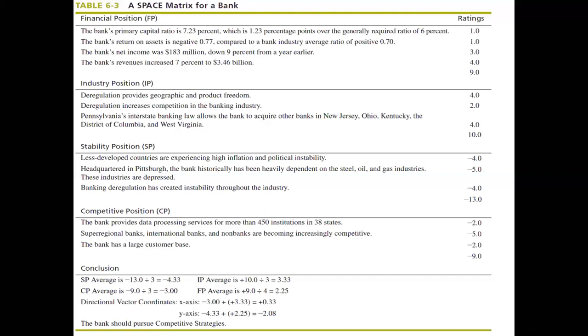In the example of the bank, it should pursue competitive strategies because the cumulative values are referring us to move towards the competitive quadrant. So that is how you make the space matrix. And very soon you will be making the space matrix of the firms you are working upon.